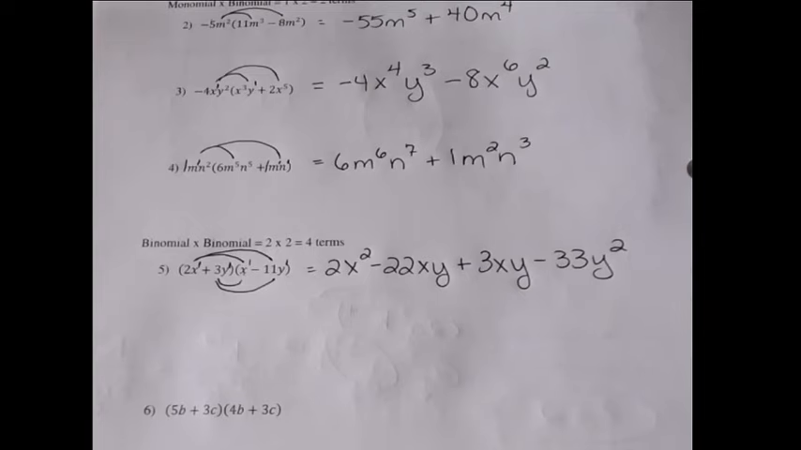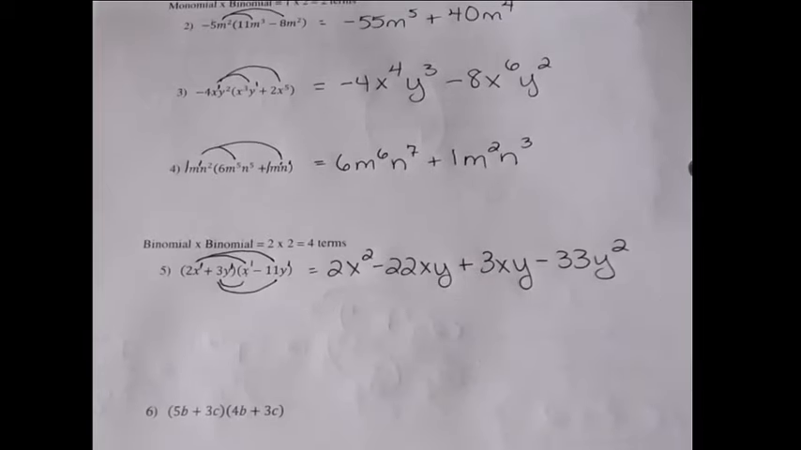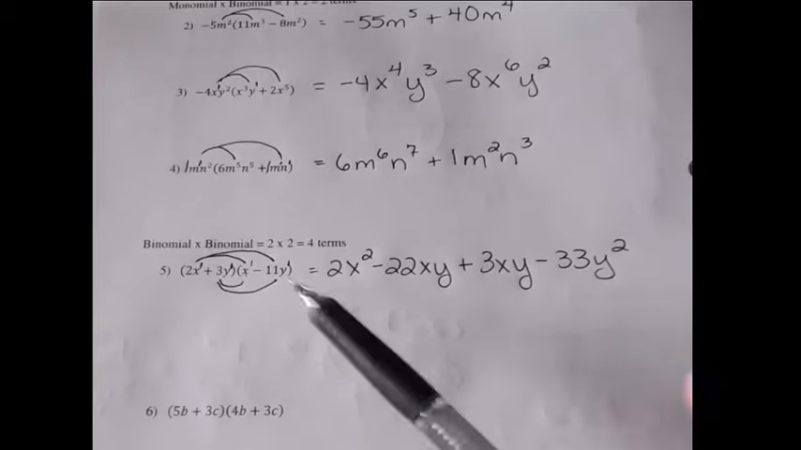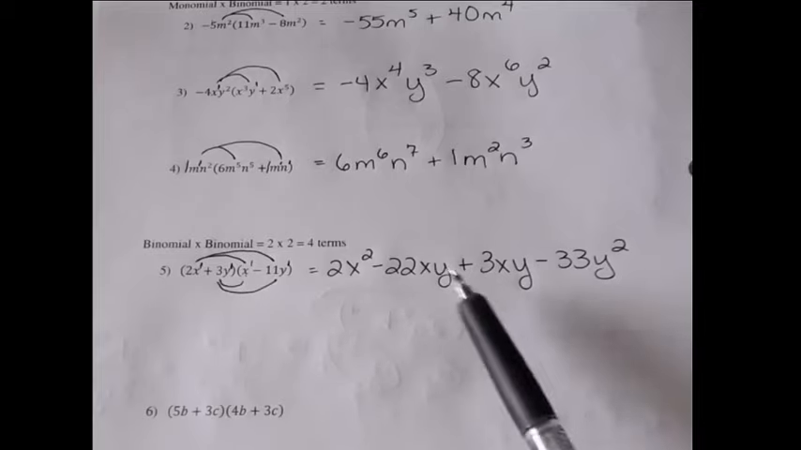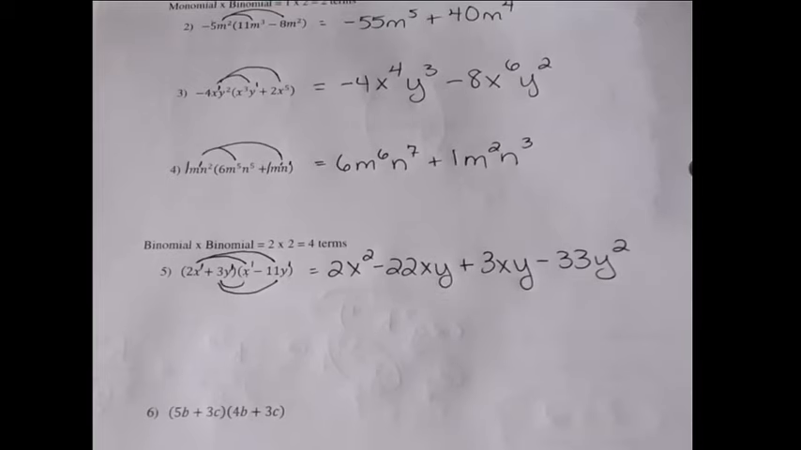Exactly what we expected. Now, notice something very interesting. We have an x squared term. We don't have any other x squareds. We have a y squared term. We don't have any other y squared. But we have 2 terms that both have xy. Guess what? These are like terms.